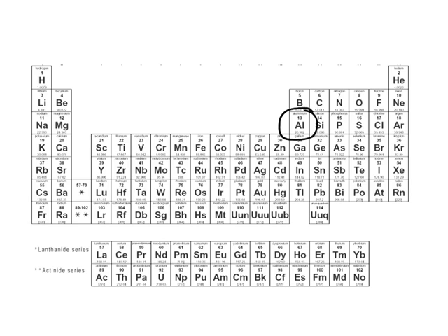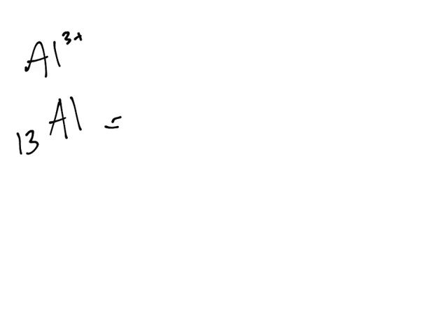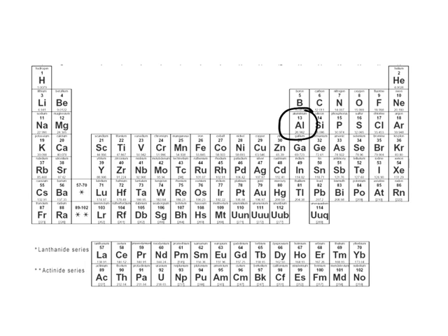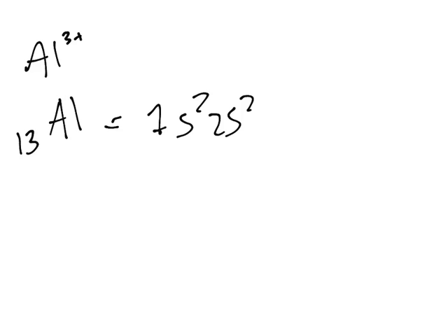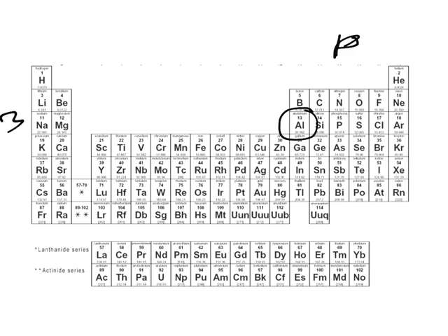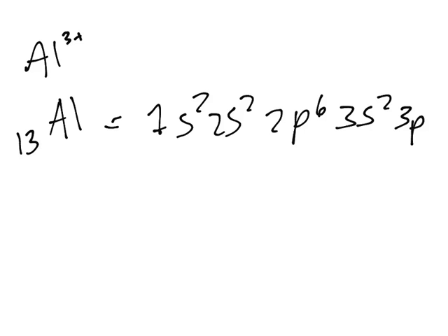So it'll be 1s2, 2s2, 2p6, 3s2. I did this part and this part, and I'm just missing one electron, so it will be 3p1. That's how you'd usually write it if it was an atom.